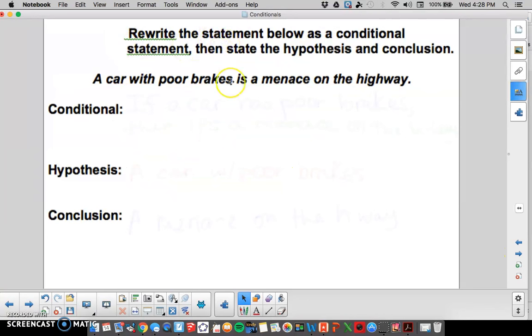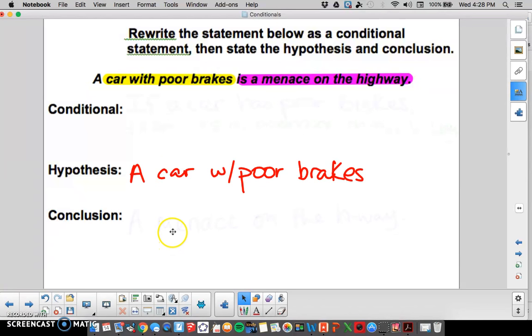Okay, rewrite the statement below as a conditional statement, and then we're going to identify the hypothesis and the conclusion. So we have: a car with poor brakes is a menace on the highway. It'd be a good idea to identify the 2 pieces of this statement first. The first part is a car with poor brakes. The second part says it's a menace on the highway. So where you would want to actually start with this is with the hypothesis and conclusion. So we have a car with poor brakes and a menace on the highway.